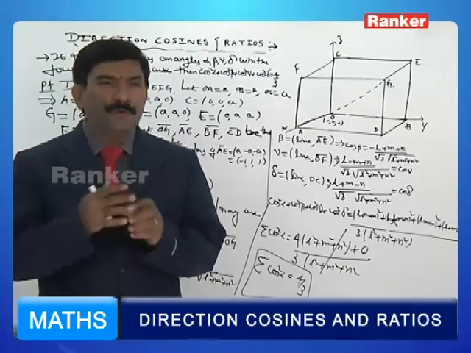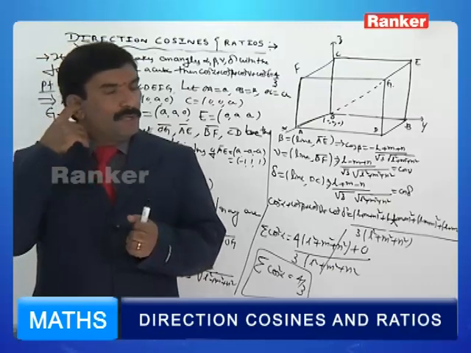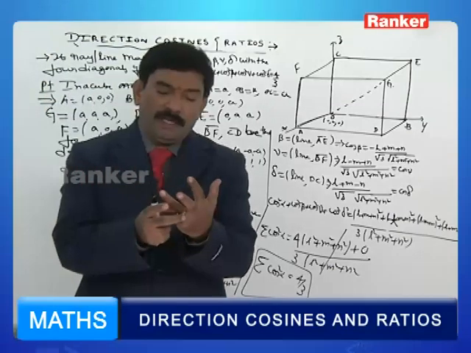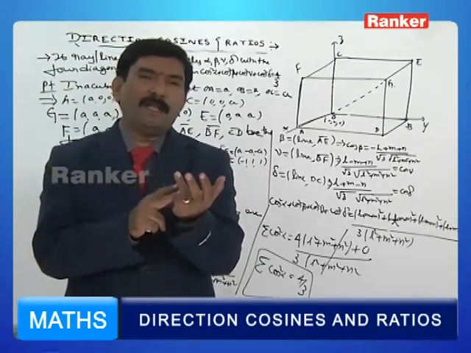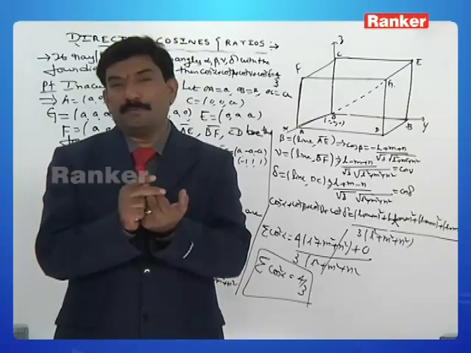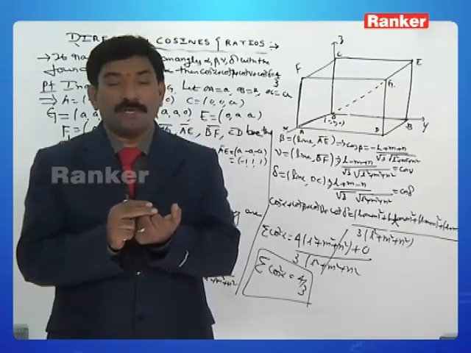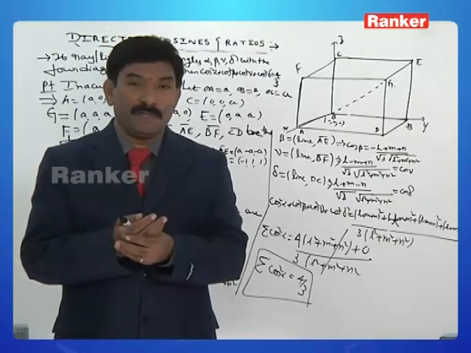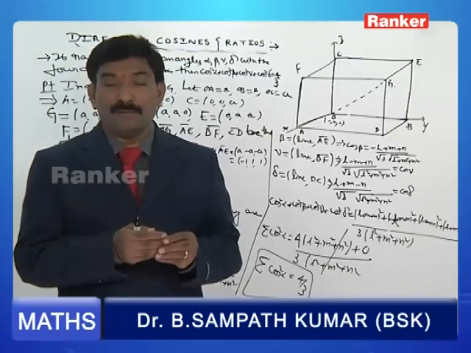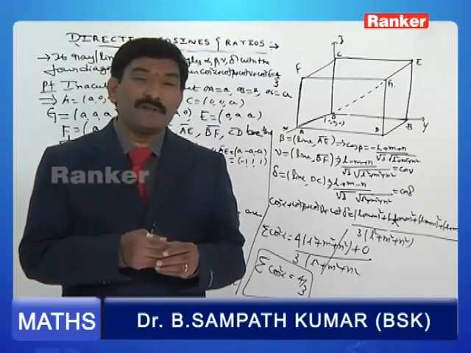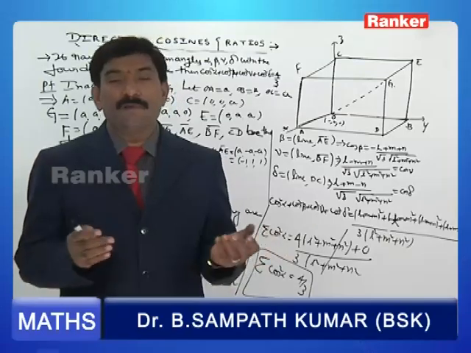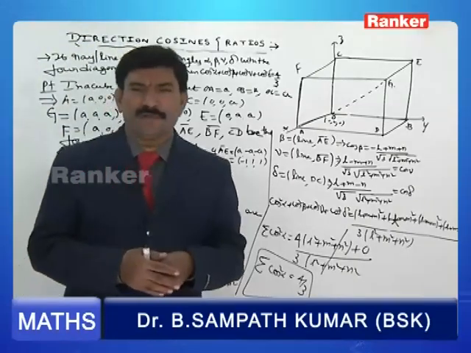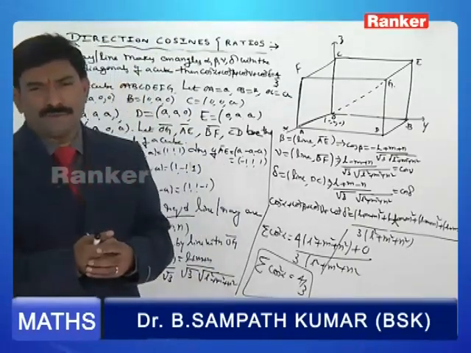Yes, in the cube today we have proved many results. One, the angle between 2 diagonals of a cube, OG and AE, we proved as theta equals cos inverse of 1 by 3. The angle between a diagonal of a cube and a face diagonal is theta equals cos inverse of square root of 2 by 3. The angle between a diagonal and an edge is theta equals cos inverse of 1 by root 3, correct or not?